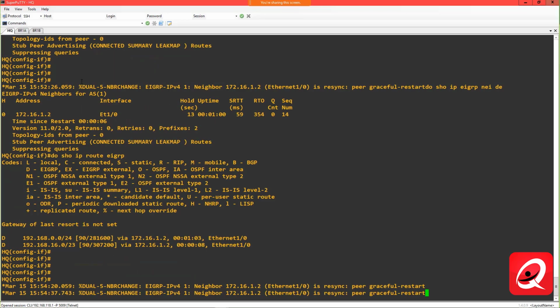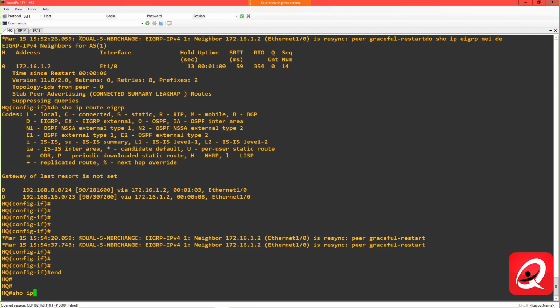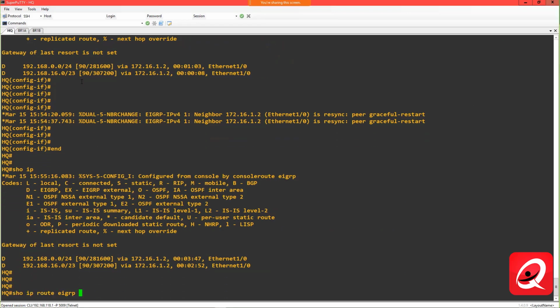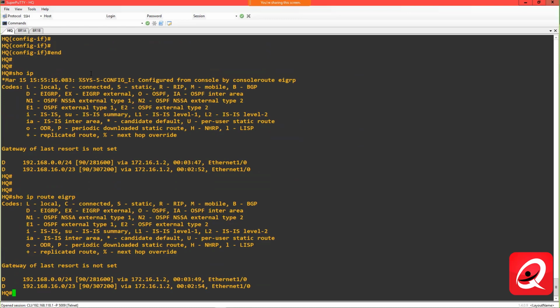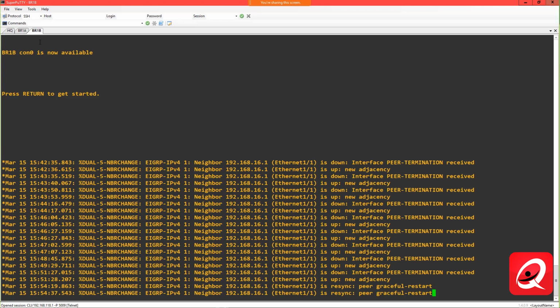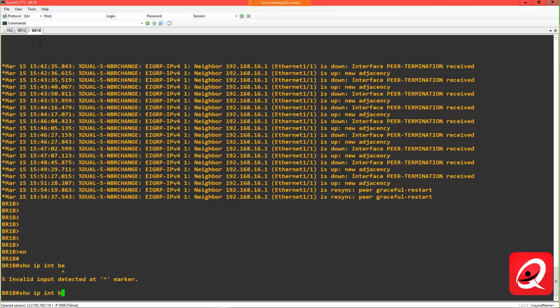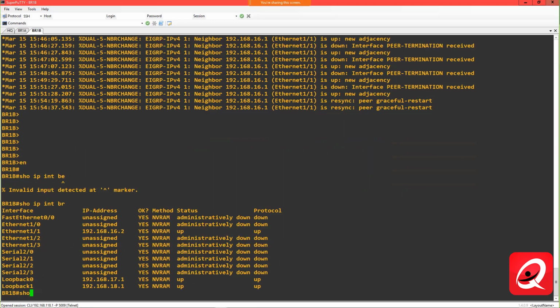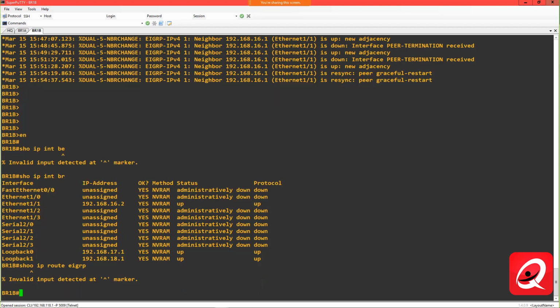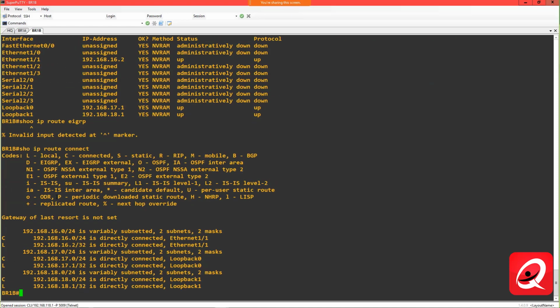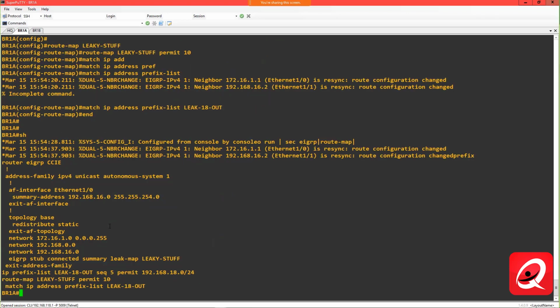So if I go to my HQ router, I should see now that 18 route as well. I'm not seeing it. Let me make sure that I did this correctly. Show IP interface brief. Show IP route. Oops. It's definitely in there as a /24. So let's see what we did wrong here in our configuration.